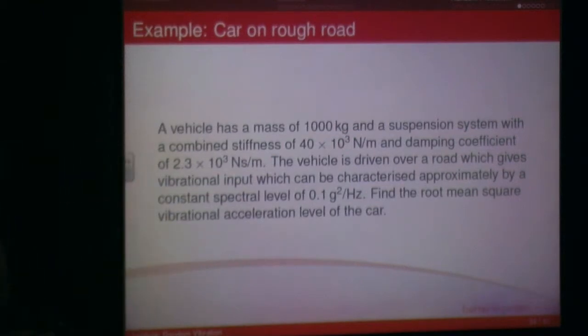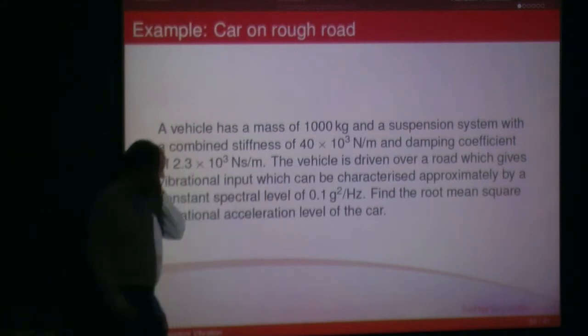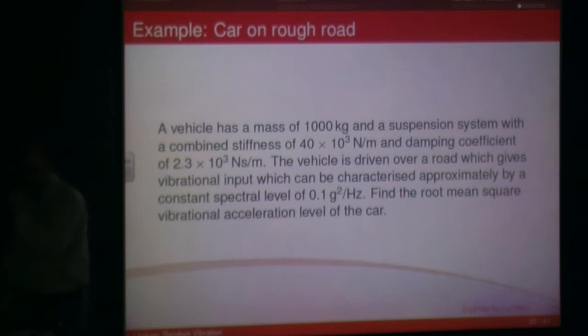is driven over a road which gives a vibrational input which can be characterized approximately by a constant spectral level of 0.1 g squared per hertz. So again, I've got this power spectral density, it's a constant, and I've been given the value in this case. Find the RMS, or root mean square, vibrational acceleration level of the car.